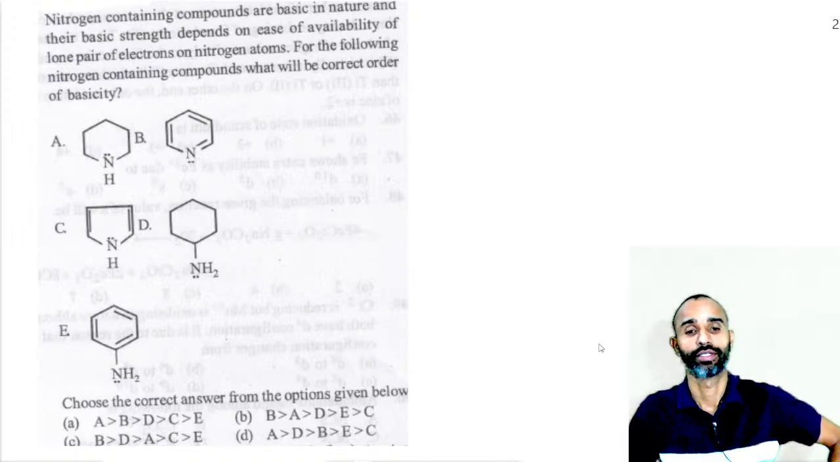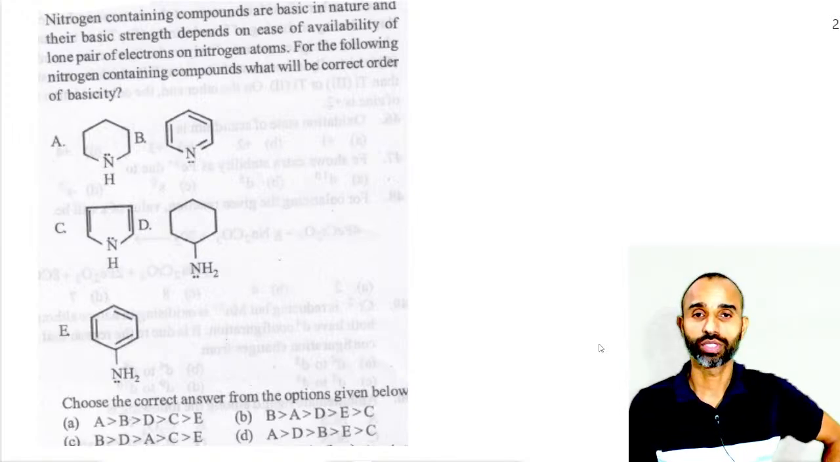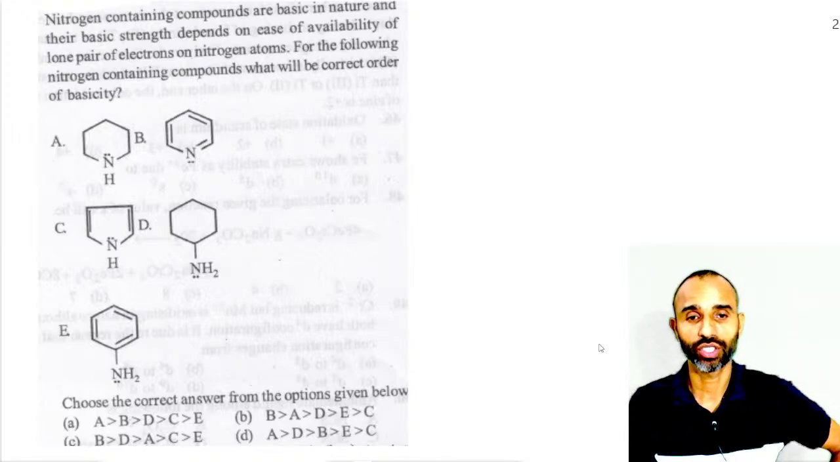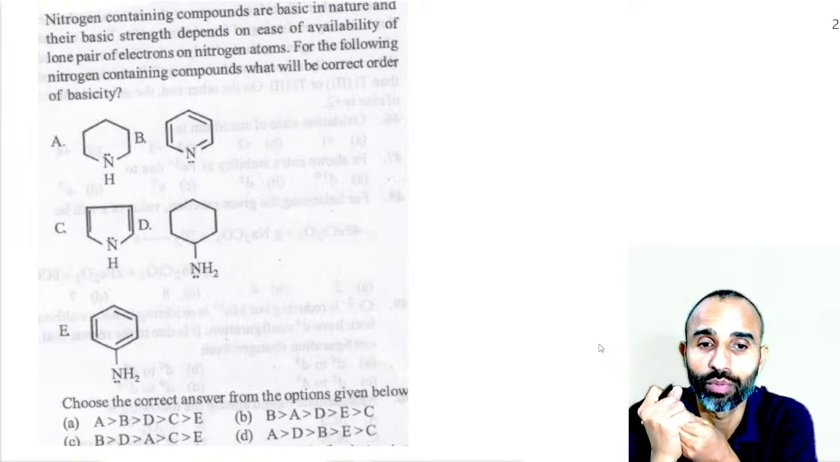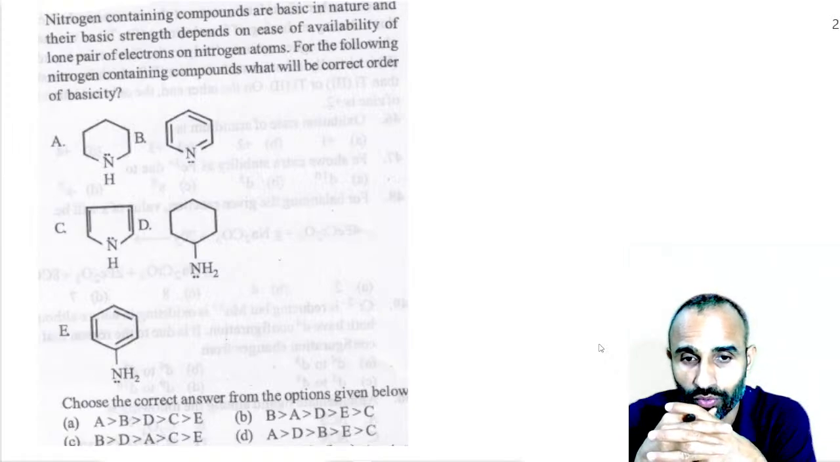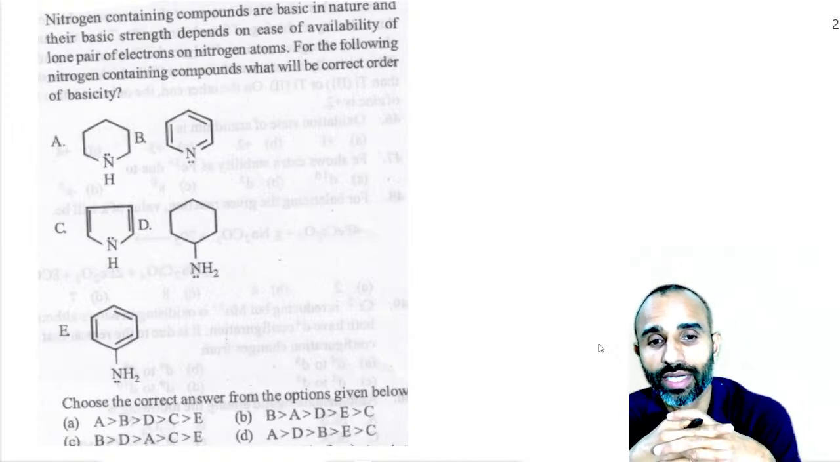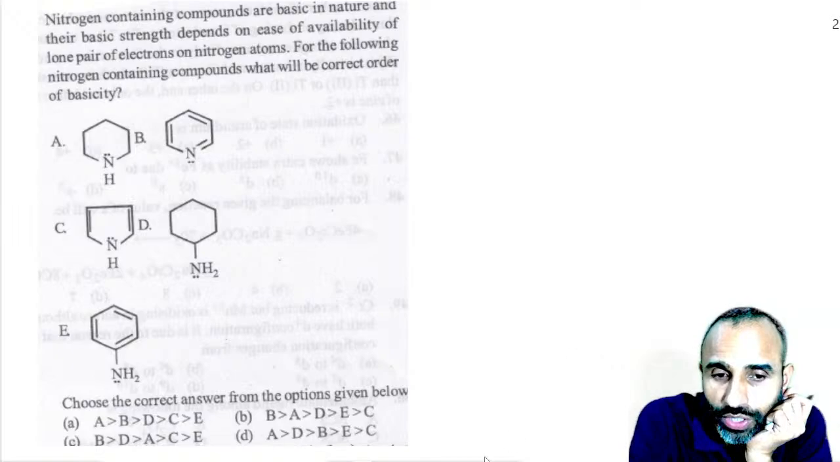Nitrogen containing compounds are basic in nature and their basic strength depends on the availability of lone pair of electrons on the nitrogen atoms. So for the following nitrogen containing compounds, what will be the correct order of basicity?